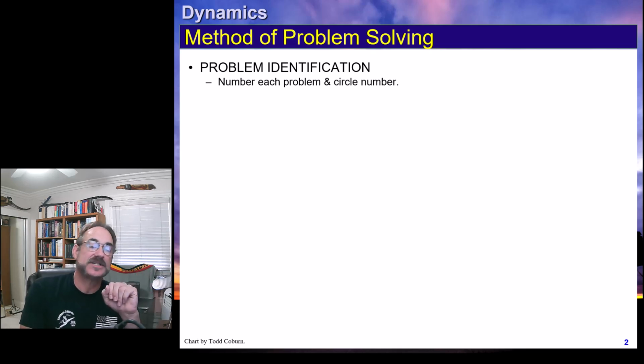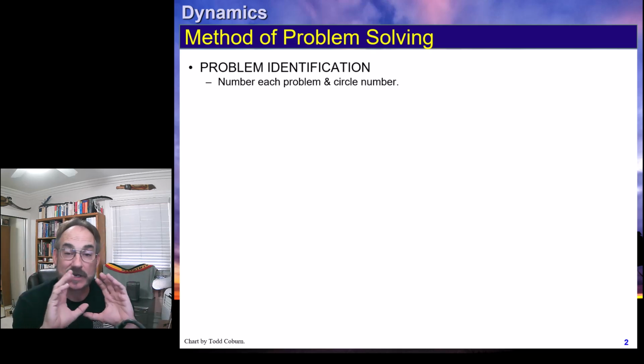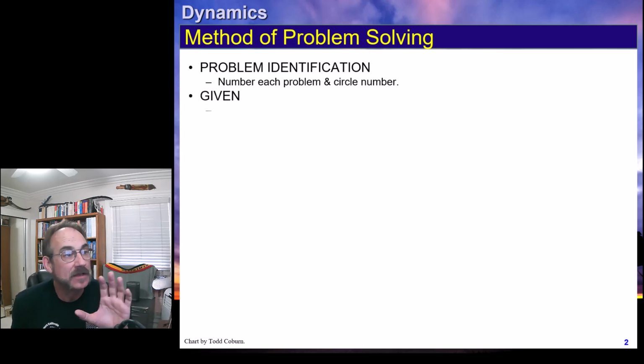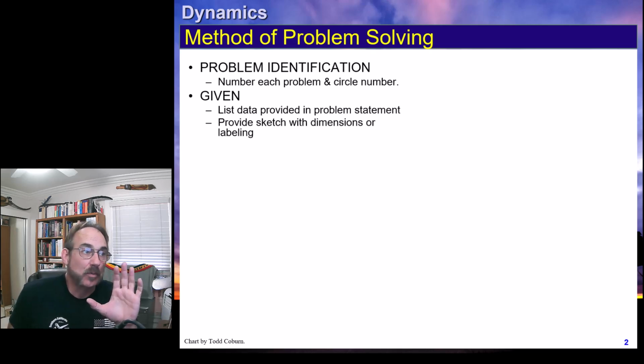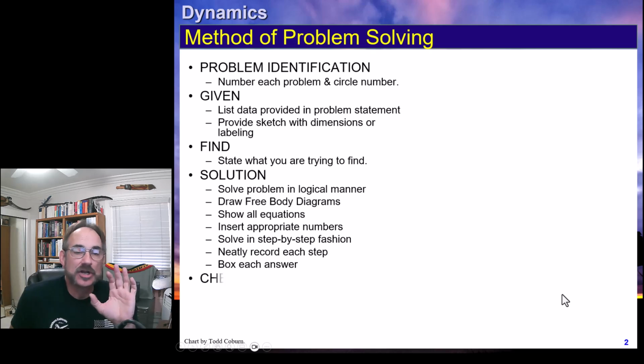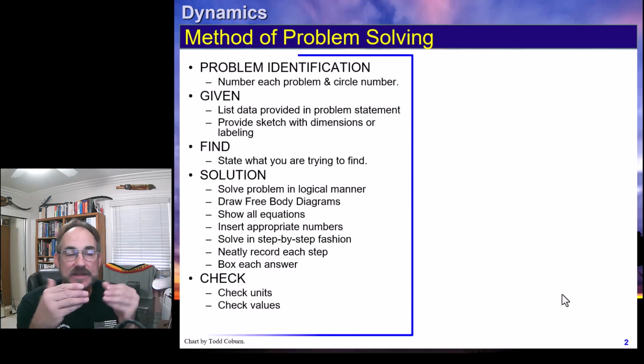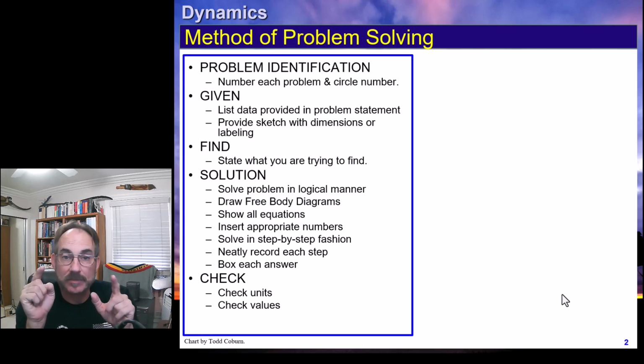For students, it's a little simpler because you're just saying, okay, I'm working a certain homework, I'm working a certain problem number. You're going to identify that. You're going to write that on the paper and circle that puppy. A lot of books will require given, find, solution. So you're going to write GIVEN in capital letters, underline it, and then you're going to write out the information that was given to you in the problem statement.